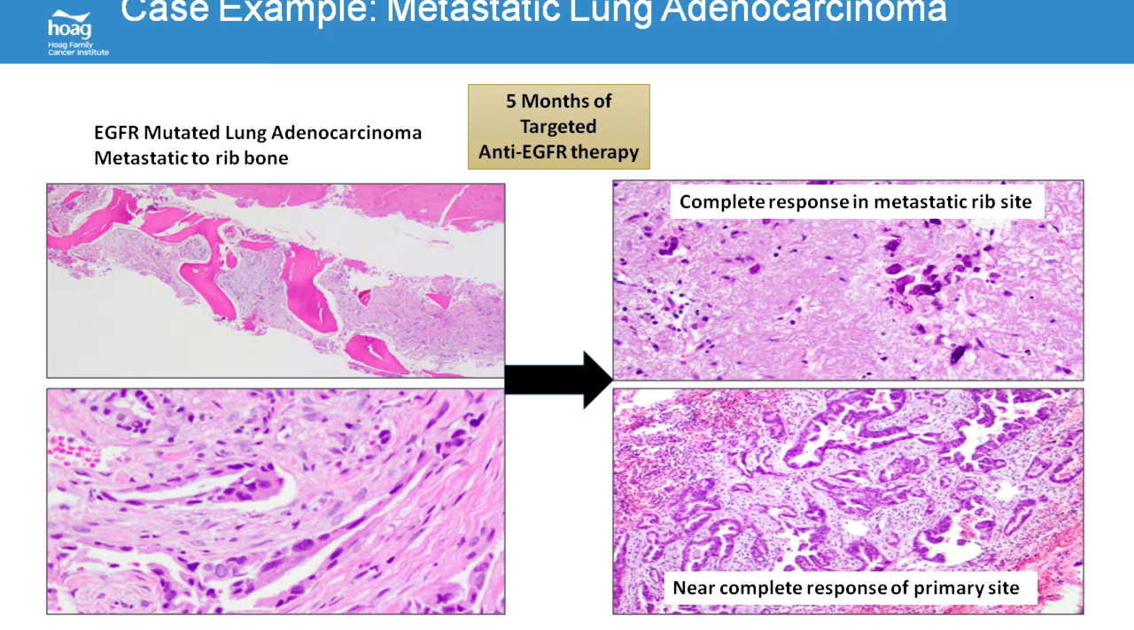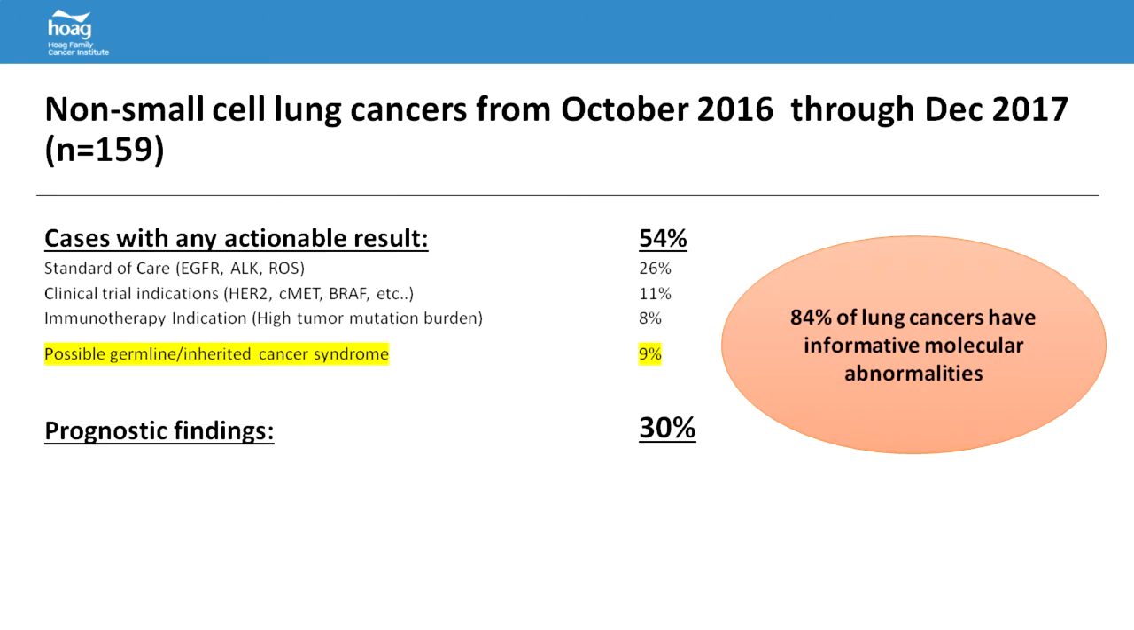So here's a case example of metastatic lung adenocarcinoma. It's an EGFR-mutated lung adenocarcinoma, and it was metastatic to a rib bone. So you're going to see the low power core biopsy and the adenocarcinoma cells in there. After 5 months of targeted anti-EGFR therapy, there was a complete response in the metastatic rib site. So all the tumor cells have become necrotic, and these are some calcifications there. And within the lobectomy, the primary tumor, which measured several centimeters, has shrunken down to about 2 millimeters. So this is a phenomenal response of this cancer to the anti-EGFR-based therapies.